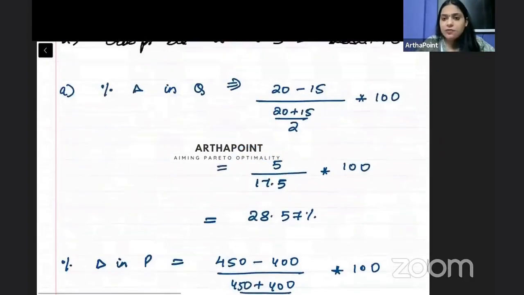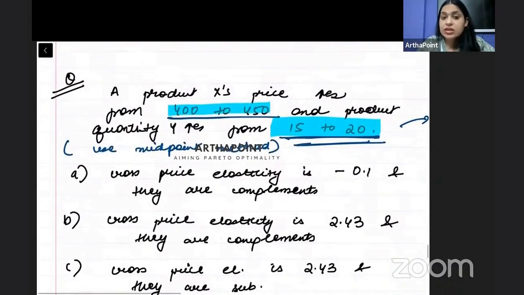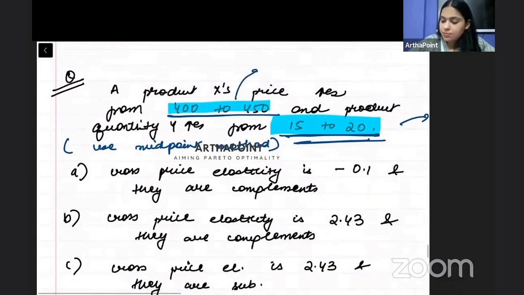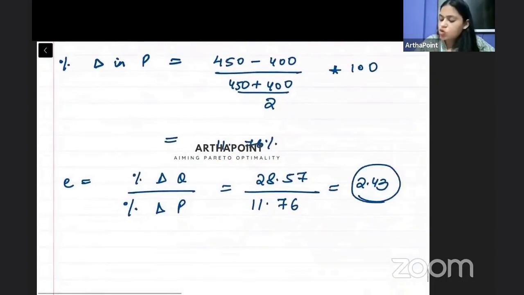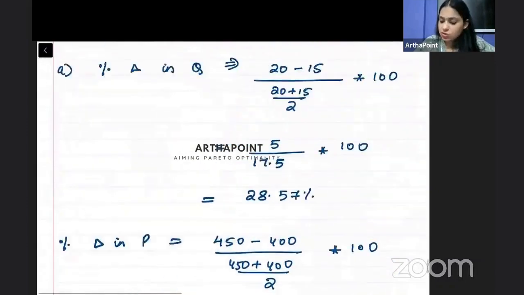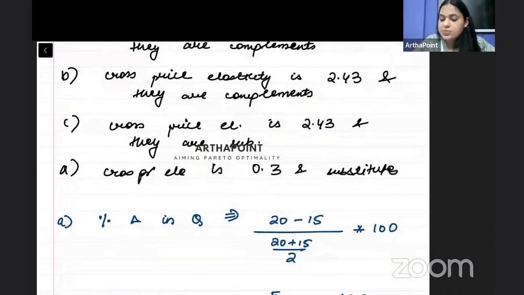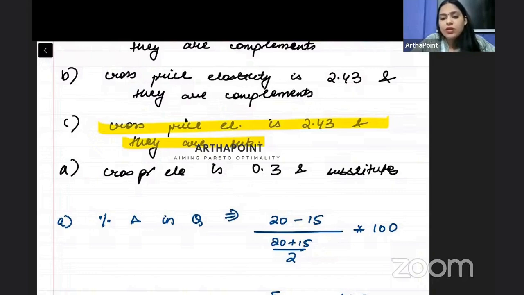अब बच्चे क्या हो रहा है? When the price of one is increasing, the demand of other thing is increasing. X का price बढ़ा तो Y की quantity बढ़ रही है. So they must be substitute goods. And what is the answer I am getting? I am getting answer as 2.43. So the correct answer to this question will be that they are substitute goods and the cross price elasticity is 2.43. So for students who have said the answer is C, that is absolutely correct answer. Ekdam theek answer hai ye.